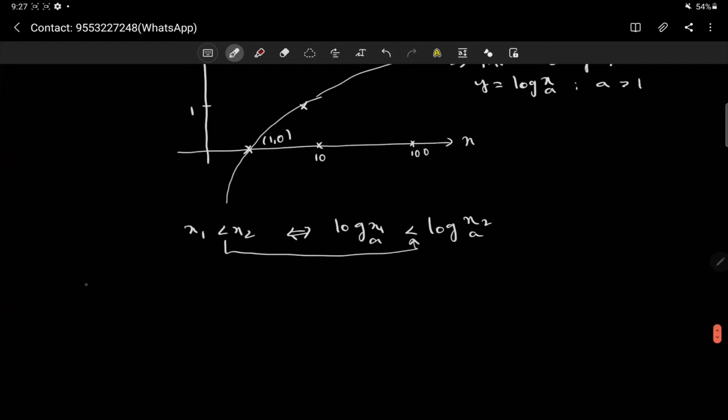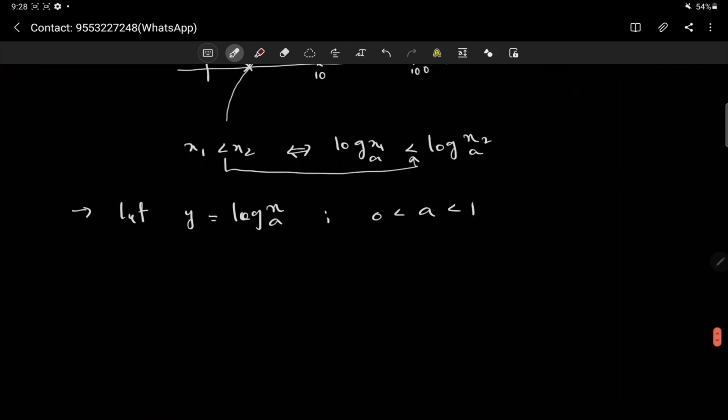Now you see here, the logarithmic function when base is less than 1 and greater than 0. Let y is equal to log x base a. Here base is from 0 to 1, suppose, that means base less than 1. In that way I am taking it. Now we are going to take its graph.